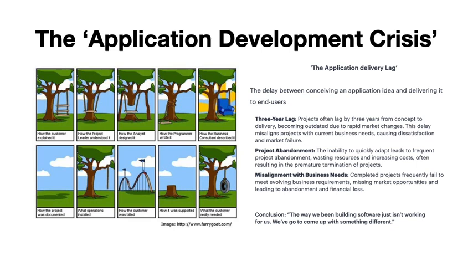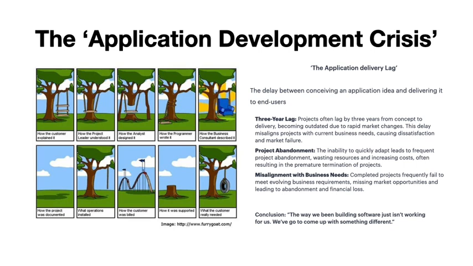The application development crisis was more than just a symptom of outdated project management methodologies. It was a signal of a deeper problem within the software development industry. The crisis revealed a fundamental mismatch between the speed of technological evolution and the pace at which traditional methodologies like the waterfall model and the iron triangle could deliver software solutions.